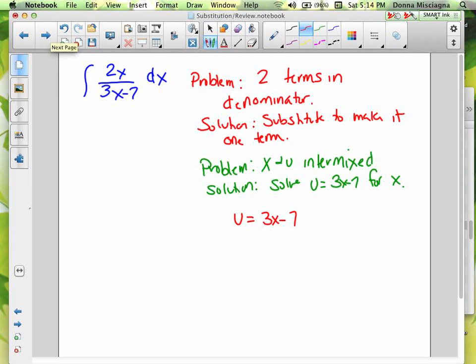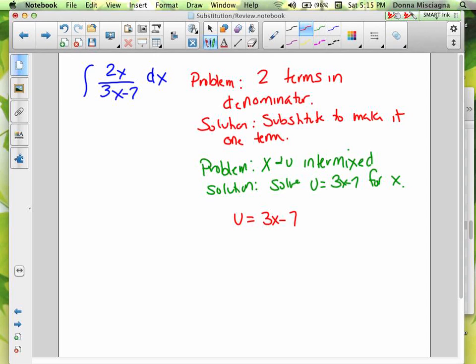This works when you've got nothing but x's, and those x's are raised to the first power. It would also work if this was 3x squared, because then I'd have its derivative sitting up in the numerator. So if I had 3x squared, the derivative of that would be 6x, and I'd still be okay. We'd just be using substitution in a very different way, the way I've been showing you.